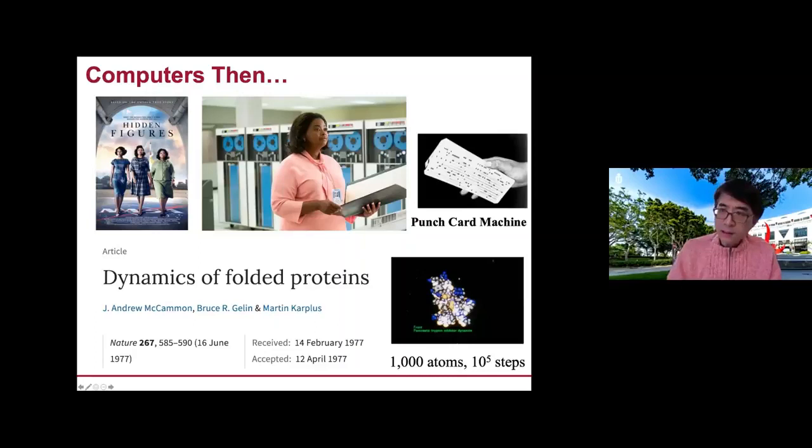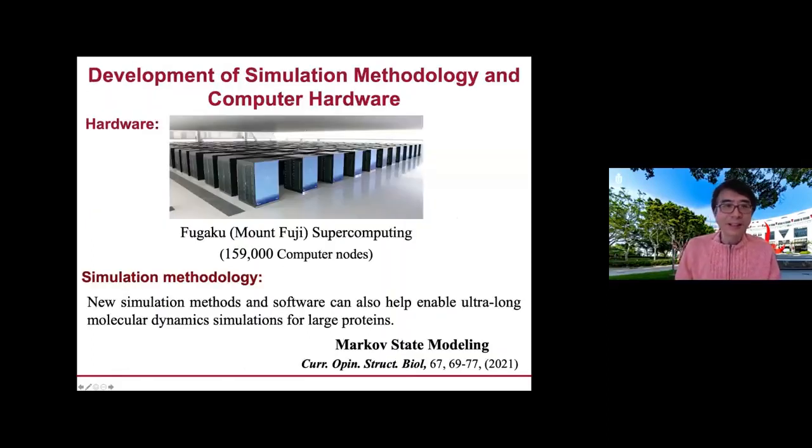In that time, using this type of punch card machine, people started thinking about doing computer simulation of proteins, and this is the first simulation of a protein, back in the 1970s. This is a simulated protein consisting of 1,000 atoms, simulating 10 to the 5th steps, right? This is a movie I showed you in one of the previous slides. What can we do in our days, right? You cannot imagine how much the computing power has improved since the 1960s, right?